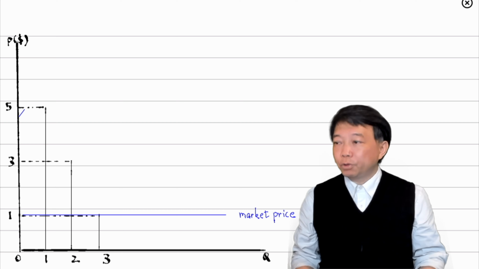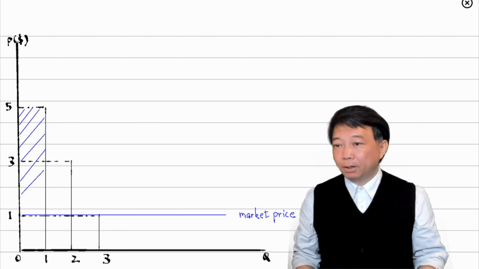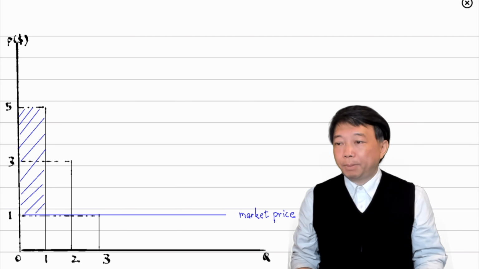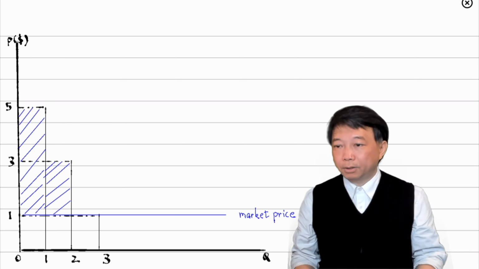So my consumer surplus from the first ice cream is 5 minus 1 equals $4. It is the difference between the maximum amount I'm willing to pay and what I actually pay. My consumer surplus from the second ice cream is 3 minus 1 equals $2. My consumer surplus from the third ice cream is 0 because my willingness to pay equals the actual price.